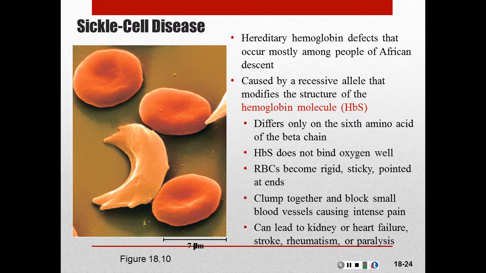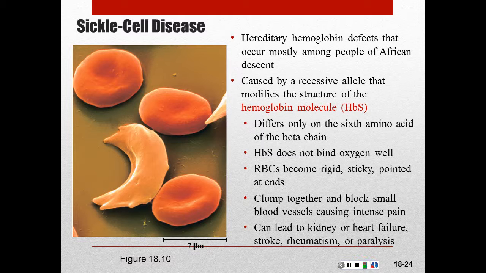Now, if the hemoglobin sickle cell trait, the HbS, does not bind oxygen well, then at a low oxygen concentration the erythrocytes become elongated and then pointed at the ends, which you see right here. So they become elongated, and here we have our pointed ends. Now, the sickled erythrocytes are sticky and clumped, and they block small blood vessels, causing intense pain.